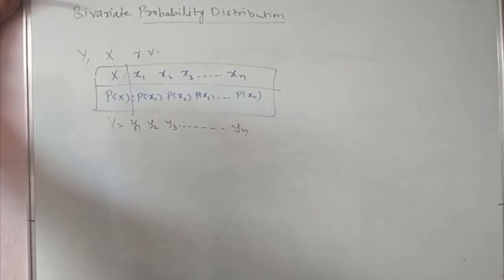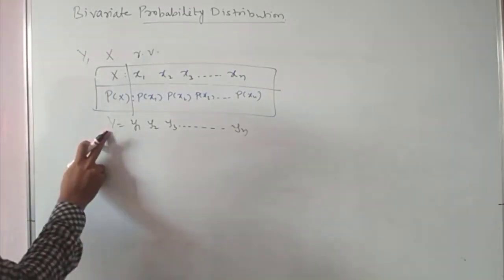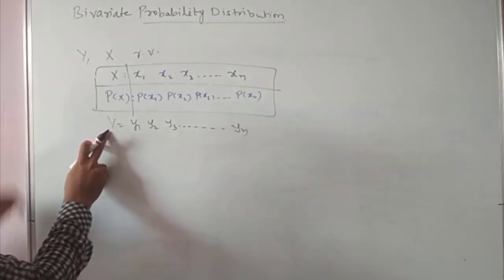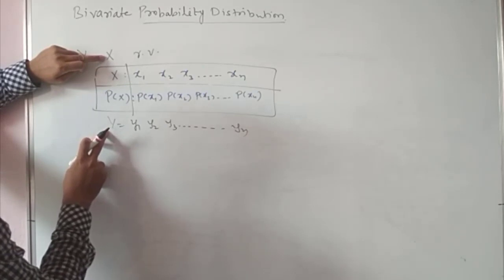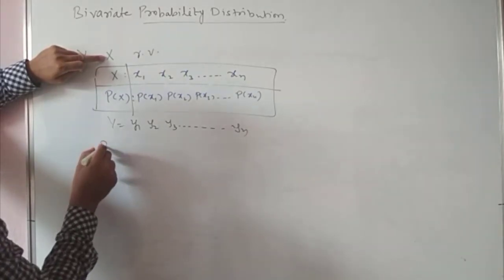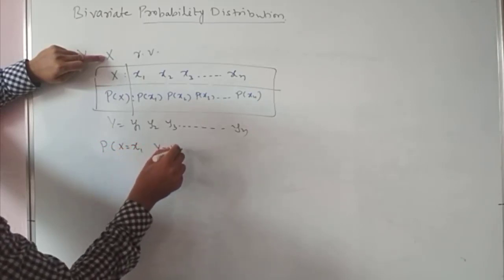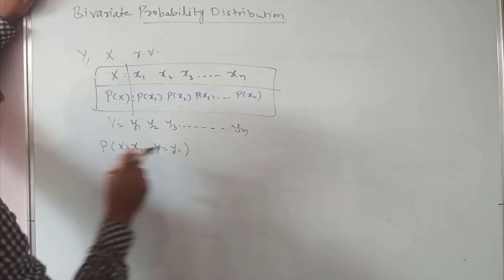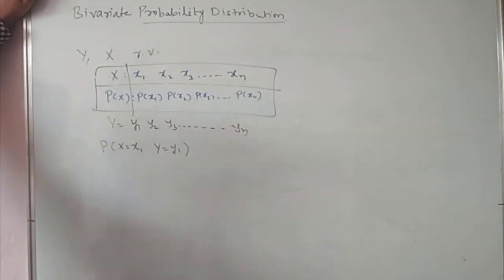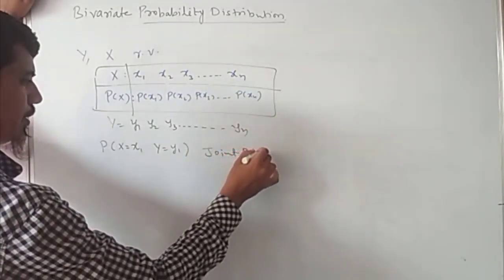Now since we have defined two random variables on some random experiment, to evaluate the probability we have to consider both simultaneously, at the same time. So the probability that x equals x1 and y equals y1, that x takes the value x1 and y takes the value y1, such a concept of probability is known as joint probability.